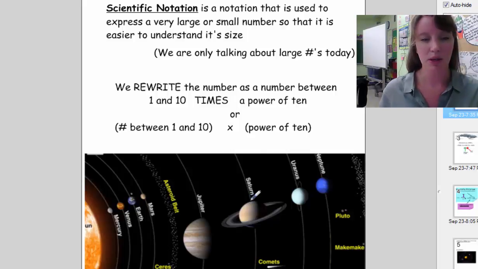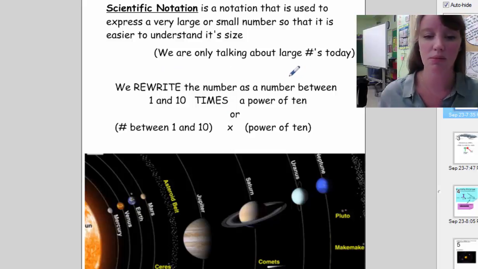Let's go through it. Scientific notation is a notation that is used to express very large or very small numbers. Okay, and we use scientific notation so that it's easier to understand the number size. Today we're only going to talk about the large numbers. Tomorrow we're going to talk about the small numbers, okay?